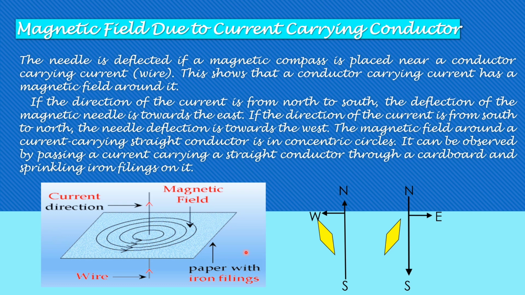So let's consider an experiment. Here there is a cardboard, and this paper is filled with some iron filings above it. This is the direction of the current, and when it is carrying current we can observe a magnetic field around it in concentric circles. When the direction of the current is from north to south, the deflection of the needle is towards the east. Likewise, when the direction of the current is from south to north, the needle deflection is towards the west. We can explain this through this experiment.